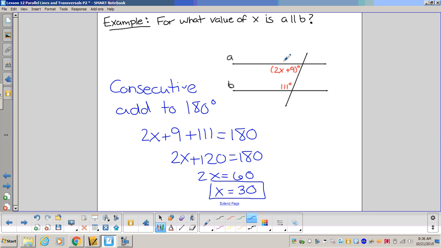So in this problem, if x is 30, then we're saying these lines A and B are parallel because these two angles will then add up to 180. So 2 times 30, I'll plug x in. 2 times 30 is 60, plus 9 is 69 degrees. And 69 degrees and 111 degrees do add up to 180. So these two are supplementary, which makes line A and B parallel.